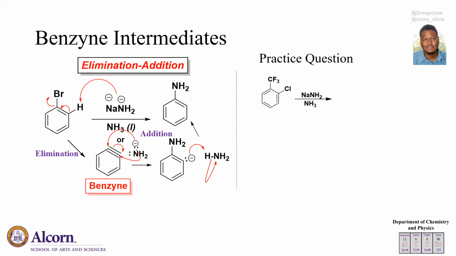Okay, so let's take a look at our practice problem really quickly. Let's say I gave you this trifluoromethyl ortho-chlorobenzene reagent that's reacting with sodium amide. Let's see what happens here. So potentially we know that this is going to form a benzyne. We're not set up to do the NAS reaction, even though the trifluoromethyl group is electron withdrawing, it's not as strong as a nitro would be.